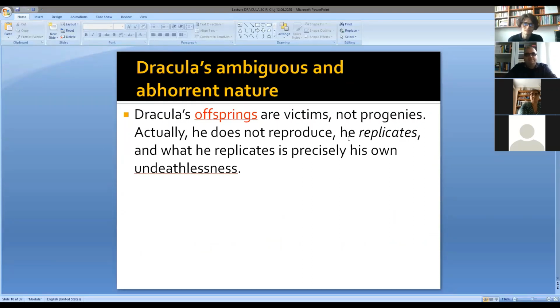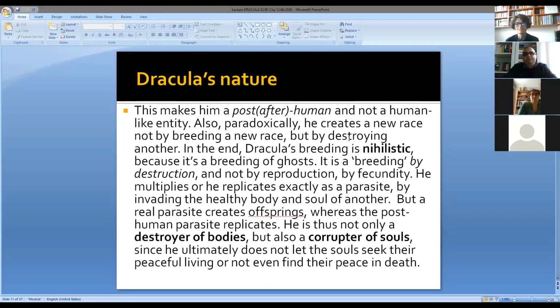Also, Dracula's offsprings, the products of Dracula's vampirism, are not progenies, they are victims. Actually, he does not reproduce. He's a little bit like a virus. He replicates, and what he replicates is precisely his own undeadlessness. So his own weakness, actually. We'll see. About his nature, we have already established that his nature is post or after human and not human-like.